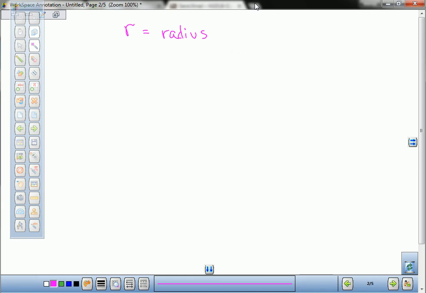So R represents radius. Would that be considered linear, or do you think that has to do with angular? If we measure the radius, that is a linear unit. It's a measurement. It's a distance, but it's a straight line. Okay. And now, what is this one? Angle. That's theta, and theta represents an angle.